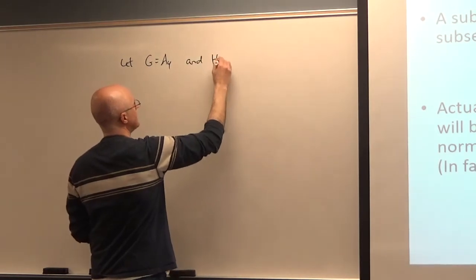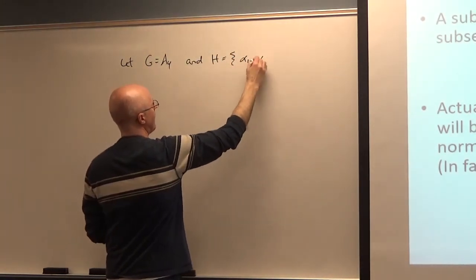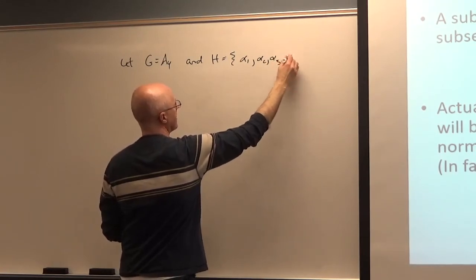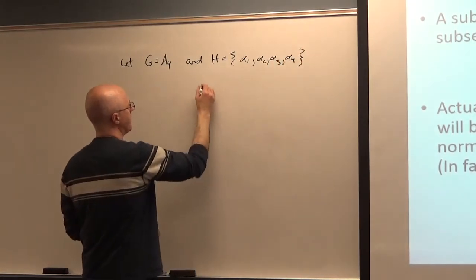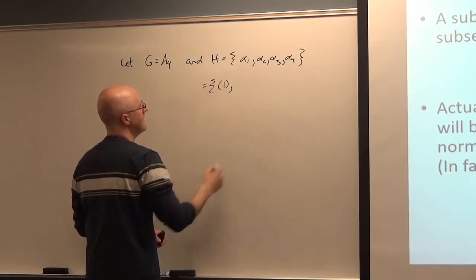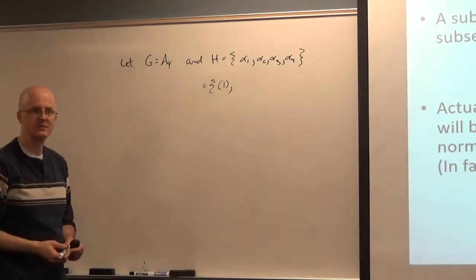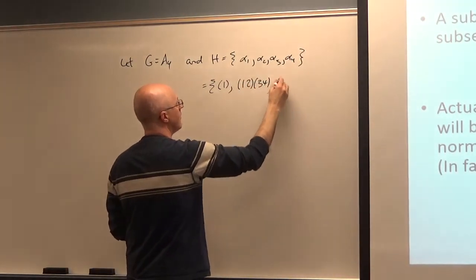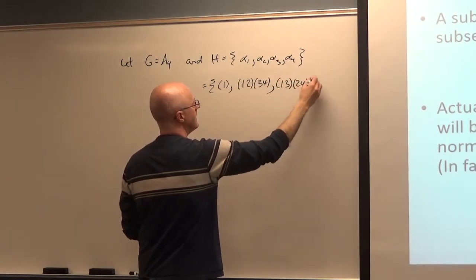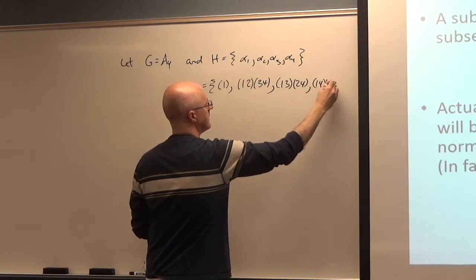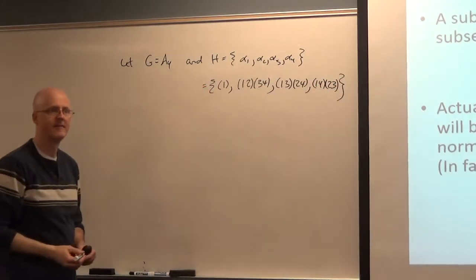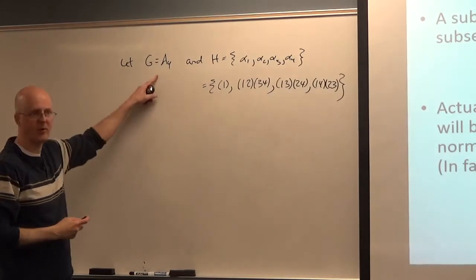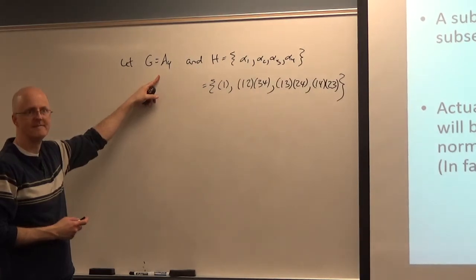And let's let H equal, in the book's notation, {alpha 1, alpha 2, alpha 3, alpha 4}. But what is that? Alpha 1 is the identity. These 3 things are products of disjoint 2-cycles: (1 2)(3 4), (1 3)(2 4), and (1 4)(2 3). The book gives you a Cayley table for A4 on page 105. That's something you should have looked at periodically. You can look at it now if you want, page 105.